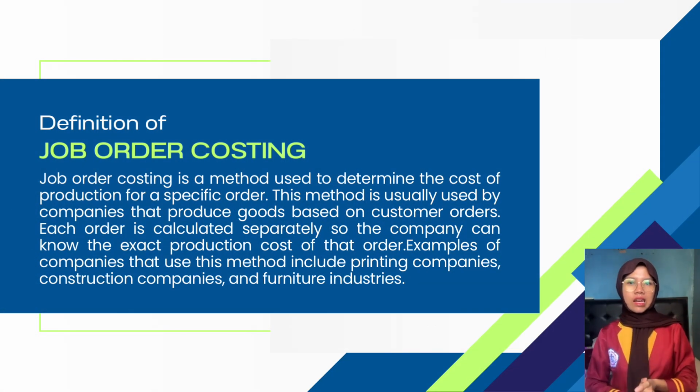First, let us discuss the definition of job order costing. Job order costing is a method used to determine the production cost of a specific order. In this method, each order is calculated separately so the company can know the total cost required to complete that order. This method is commonly used by companies that produce goods based on customer requests. In other words, products are not produced in large quantities but are made according to the order received.